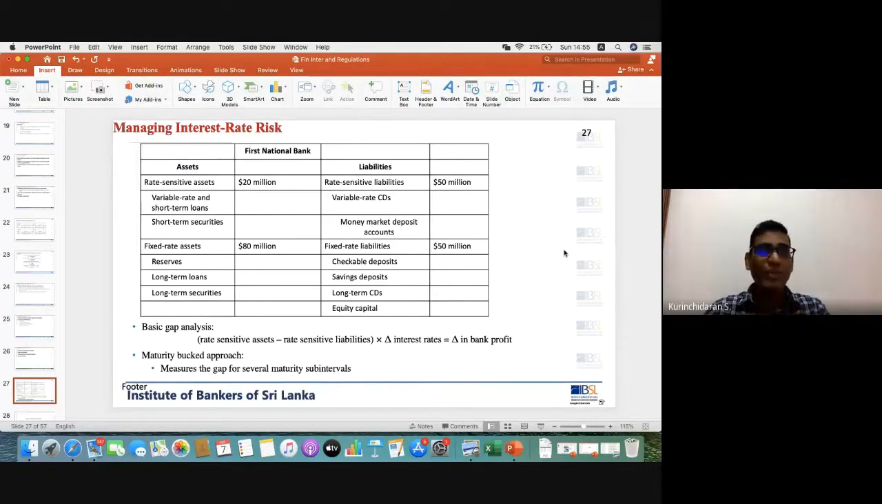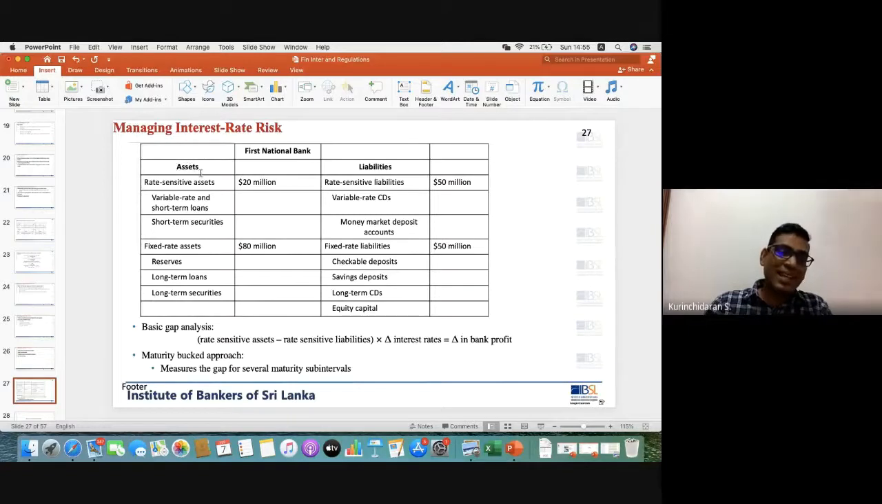First I'm going to talk about managing interest rate risk. Interest rate risk is key in the banking business, because their revenue is based on interest. Interest income is the biggest income in the banking business. But you have to think of one thing: the bank can have a fixed interest rate or a floating interest rate. Let's see this example, First National Bank. You can see assets and liabilities in this balance sheet.